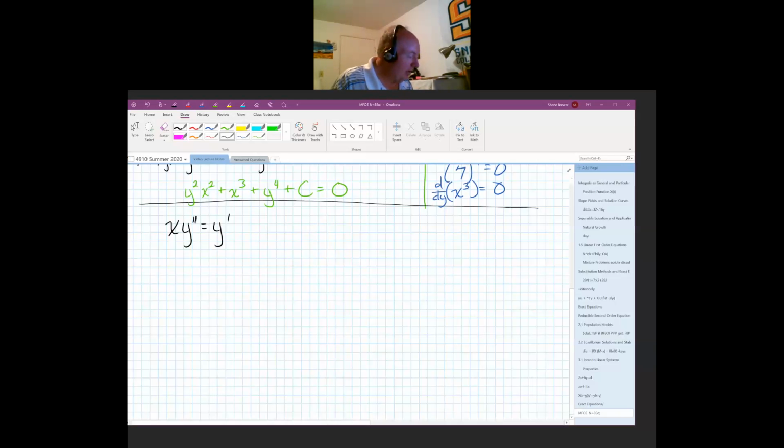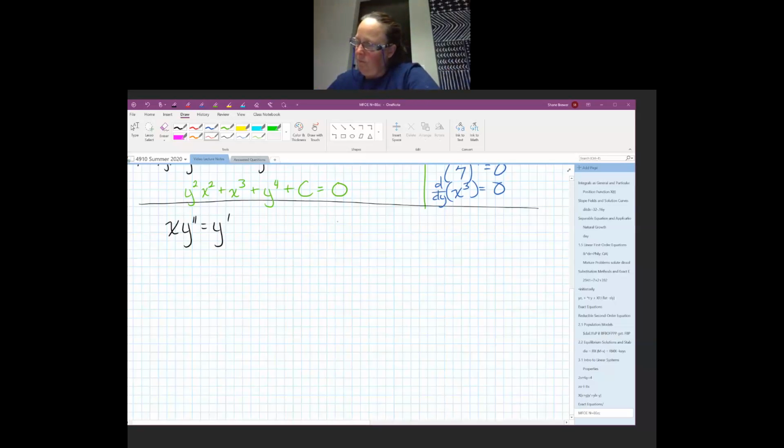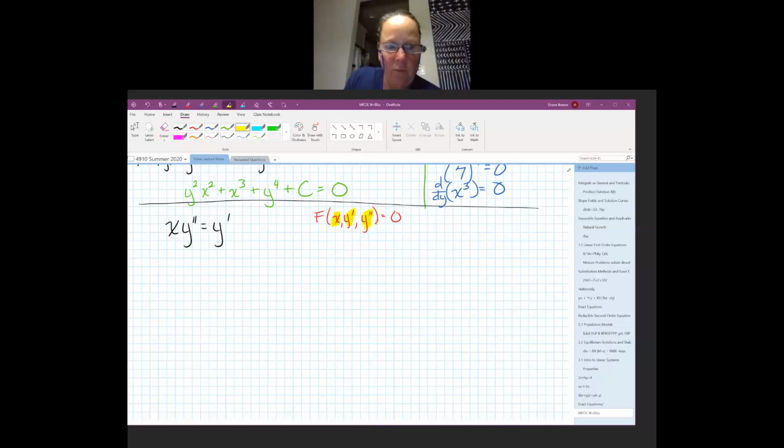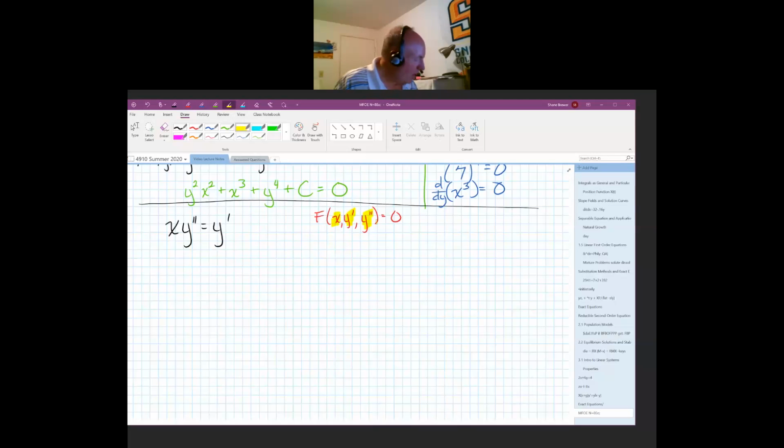Okay, so yes, this is a second order equation, right? We got the second derivative there, and we have 2 kinds that we can reduce. The first kind are the second order equations that are missing some x's. They have y prime and y double prime. And that is this one, right? So it's missing just a y. It's missing the y itself.